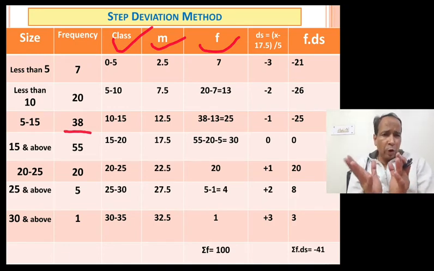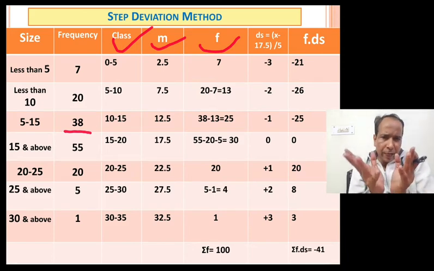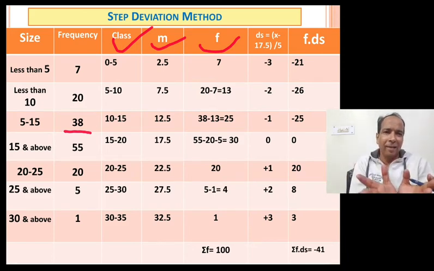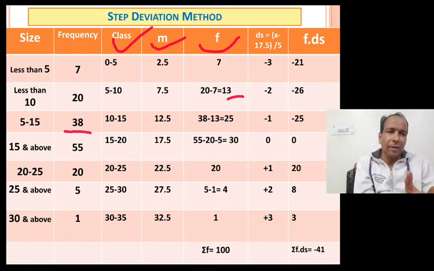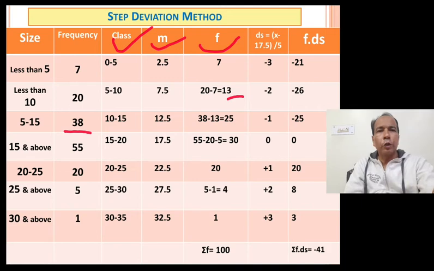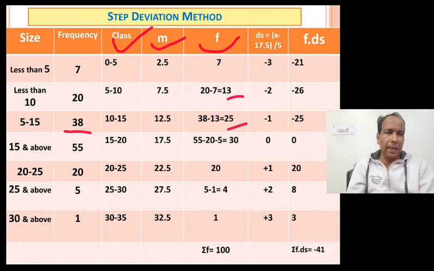Now for getting 10 to 15, we have to reduce 5 to 10. What 5 to 10 value did we get? That is 13. If we reduce 5 to 10 from 5 to 15, we are going to get the values for the 10 to 15 class. I hope it's clear to you now. So that's why we reduced the frequency of 5 to 10 from 5 to 15. That means 38 minus 13, which produces 25. So that is easy to calculate.